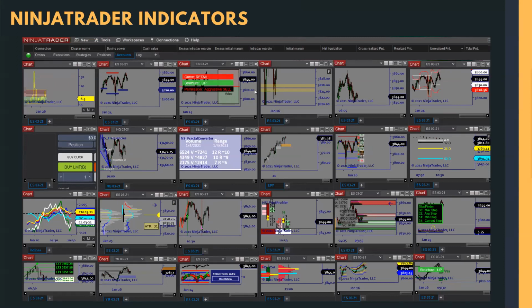Now, what does that mean? Well, this is an example of a bunch of charts that we've taken a screenshot of, and I'm going to go into the workspaces in just a second, but this is a layout of, say, NinjaTrader indicators. How many of you are using NinjaTrader? Can you type a yes in the chat box if you're using NinjaTrader, to some extent? I know a lot of you are. I do see a lot of names.